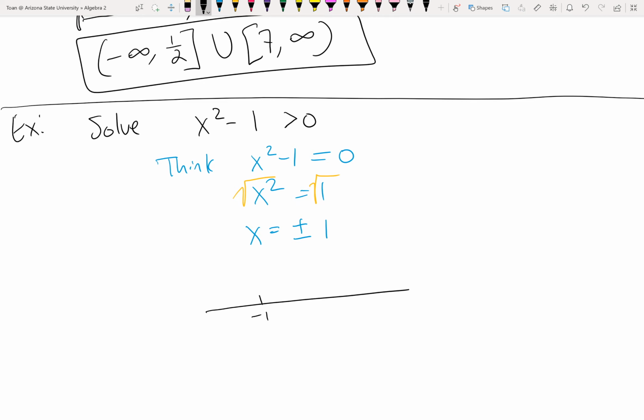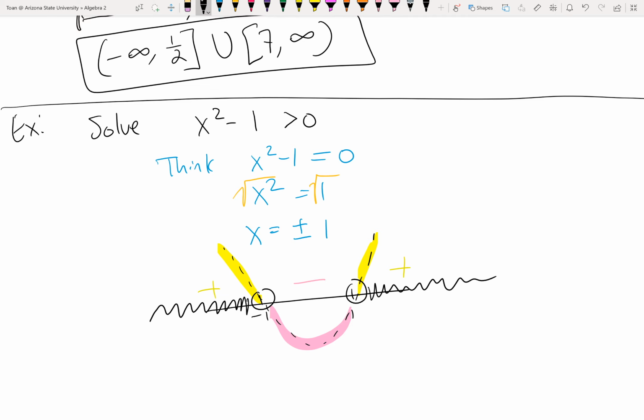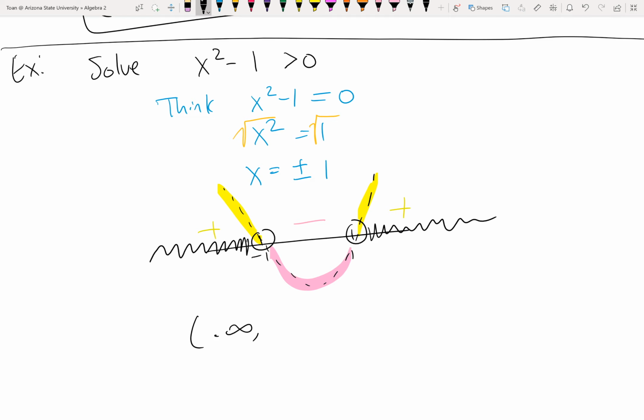Let's make a sign diagram, -1 and 1. Our answers will be open because it's strictly greater than. The leading coefficient is positive, so it will be an upwards parabola. This region here is positive. This region here is negative. And we are looking for positive regions, so there is our solution: negative infinity to negative 1, union 1 to infinity.